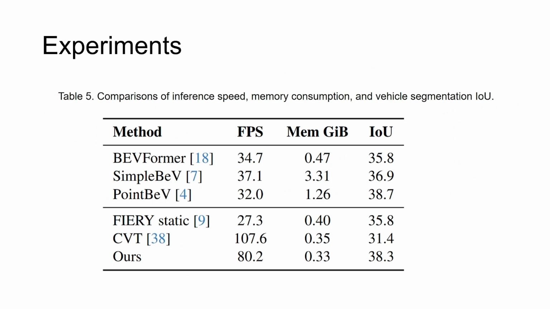Last, we compare our method on inference speed, memory usage, and vehicle segmentation IoU across different baselines. Our method achieves comparable IoU to PointBEV, with only a 0.4% difference, while offering over 2.5 times faster inference and using just 1/3 of the memory. We provide a strong trade-off between accuracy, efficiency, and deployability, making it well-suited for real-time autonomous driving applications.